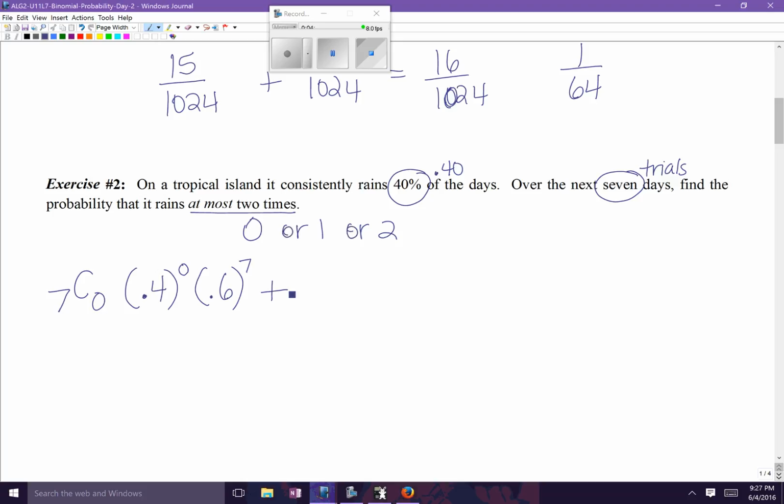Plus, we're going to do the next probability, that it would rain 1 day. So we're going to say 7 choose 1 day it's going to rain, so that would be 0.4. We're saying it can rain 1 day, it cannot rain 6 days, plus the probability that it could rain 2 days, 0.4 raised to the 2. And then if it rains 2 days, that means that it would not be raining 5 of the days.